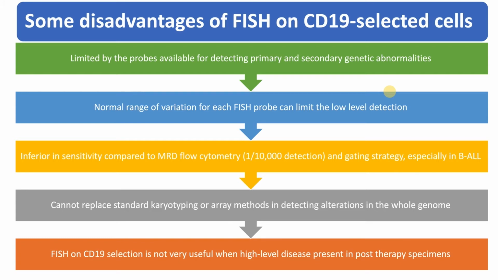However, you can also state that it cannot completely replace the karyotype, because karyotype identifies the genome-wide chromosome abnormalities, whereas FISH is limited to a small number of known chromosome targets. In some cases, it's not very useful when the disease is identified by flow cytometry or by unselected samples FISH. This may not be very useful.